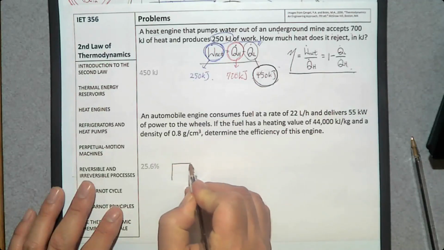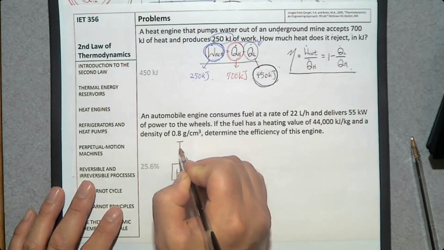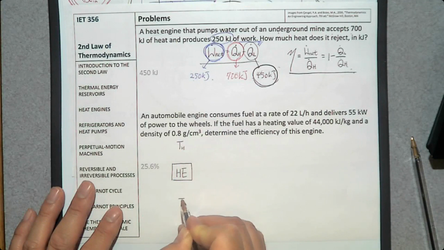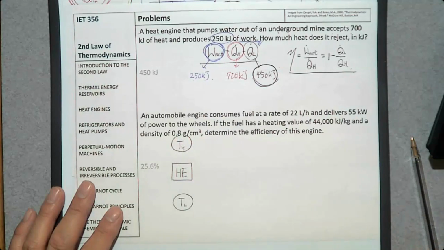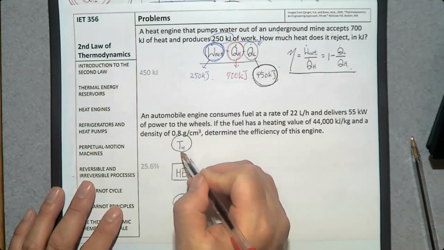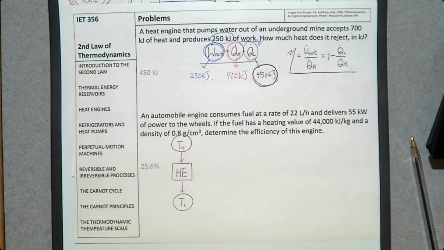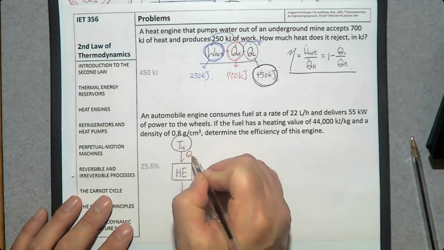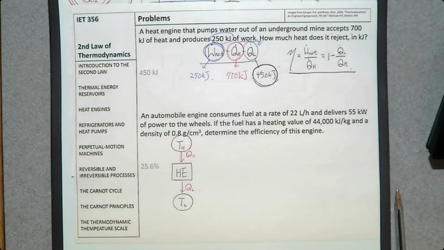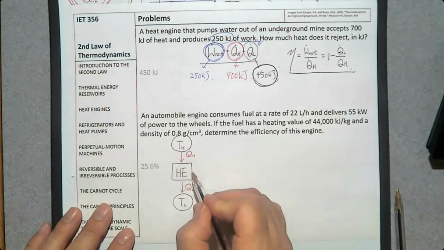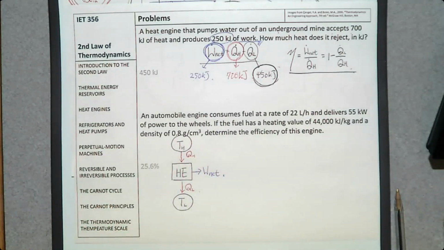In a heat engine, we have two thermal energy reservoirs. One is at high temperature TH, the other one is at low temperature TL. The direction of heat transfer is going to be from high temperature to the heat engine, and from the heat engine to low temperature, for the amounts QH and QL. And by doing so, we can produce work, that is net work, W net. So this is a heat engine.